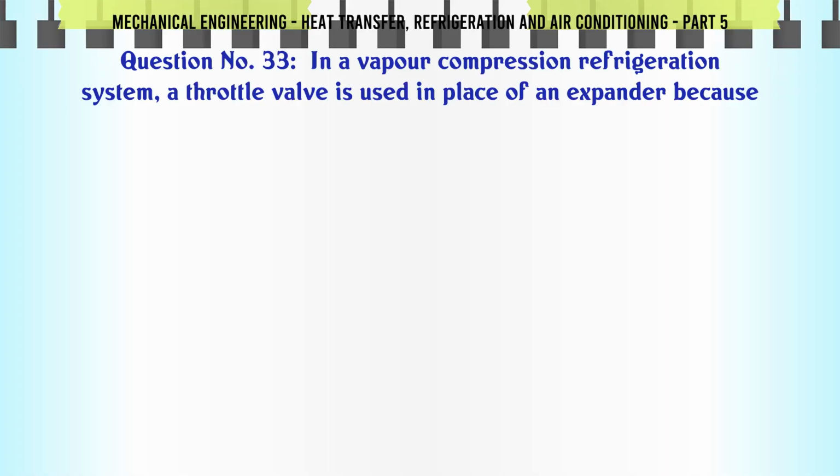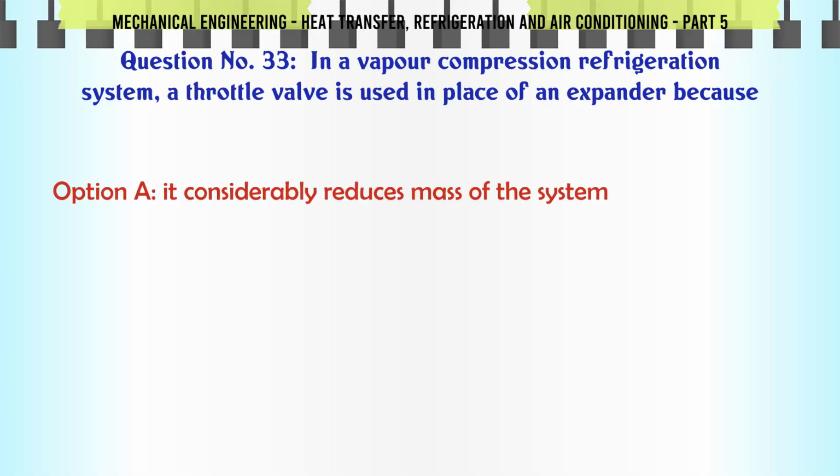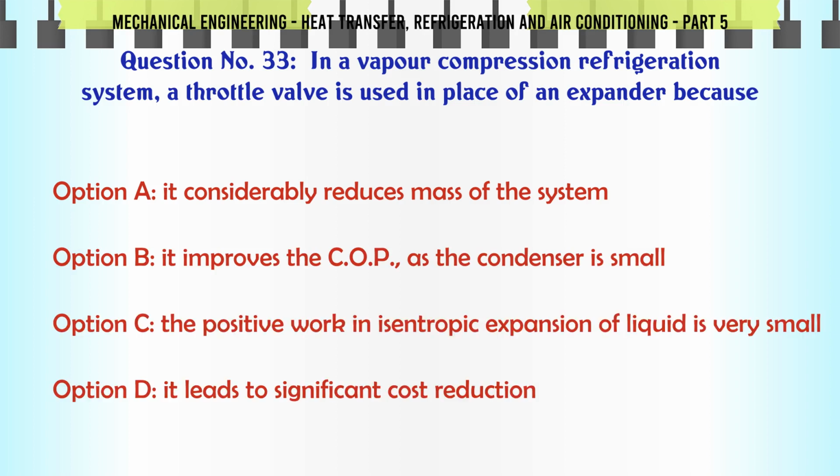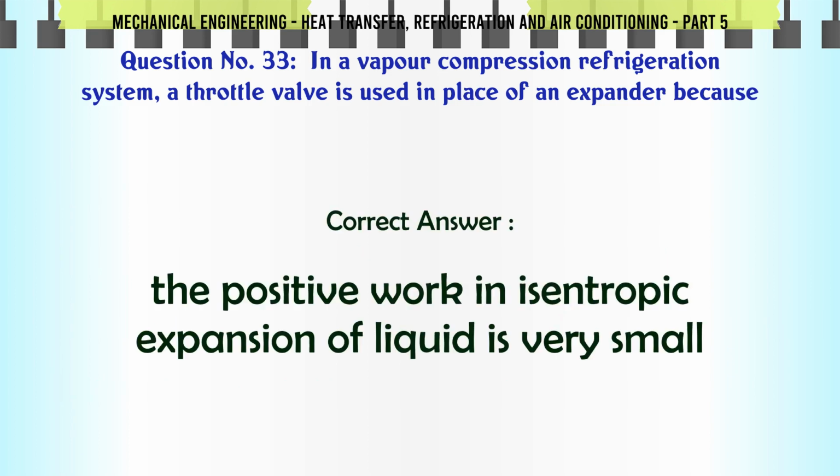In a vapor compression refrigeration system, a throttle valve is used in place of an expander because A. It considerably reduces mass of the system. B. It improves the COP as the condenser is small. C. The positive work in isentropic expansion of liquid is very small. D. It leads to significant cost reduction. The correct answer is the positive work in isentropic expansion of liquid is very small.